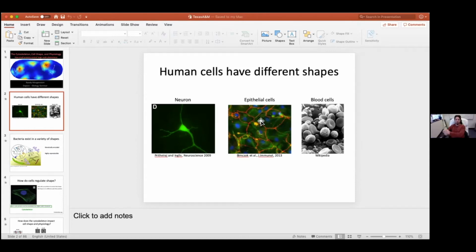Our skin cells have to form a protective barrier. We don't want things coming into our body. So you can see they have what are called tight junctions, so they're all packed nicely together, making a monolayer of cells. And then these different blood cells, all the ones that you mentioned, they all do different things, and they're all different shapes. Okay, so again, I study fundamental questions of cell biology. So the question is, how do these cells get to be these shapes?